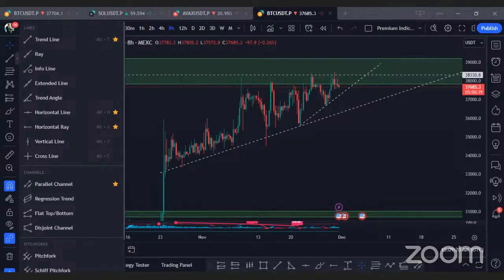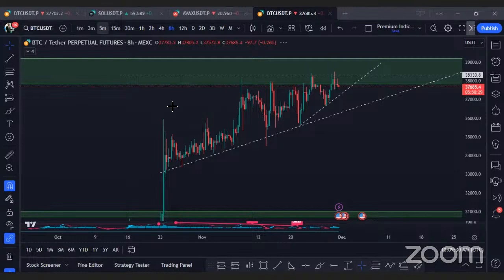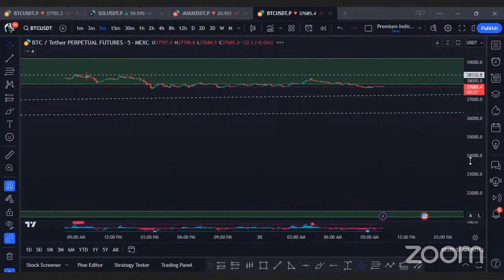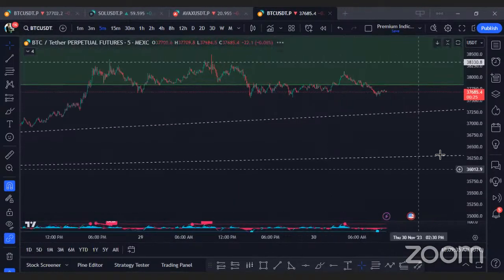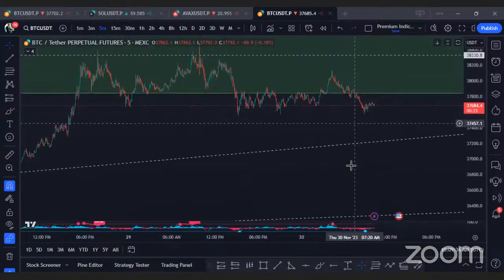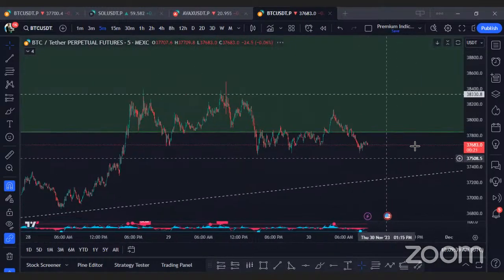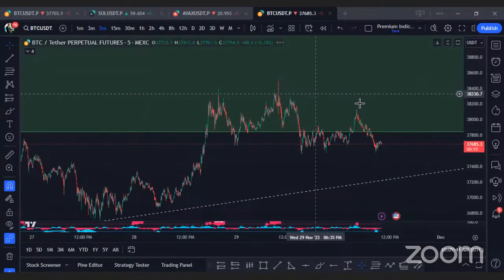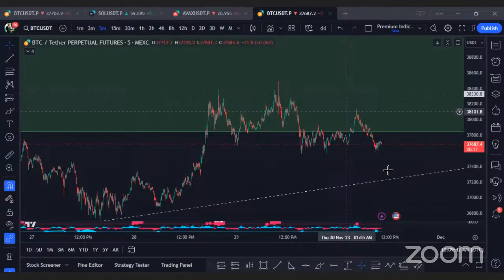I'm shorting BTC at 5 minutes time frame. Okay, let's say 5 minutes time frame for BTC. Yeah, BTC has been doing anything around that 38.